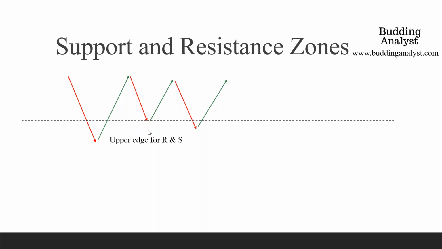So how do you set your support and resistance zones? Suppose the price chart is something like this, right? We will use the upper edge for setting our support and resistance zones. Just hold on. Suppose the price went down from this to this and again this to this. So this would be our upper edge and this would be our lower edge. But suppose the price was somewhere around like this, so we would set our upper edge over here. So this would be our zone, this zone, right?